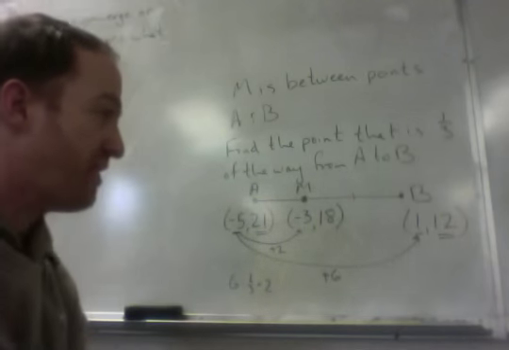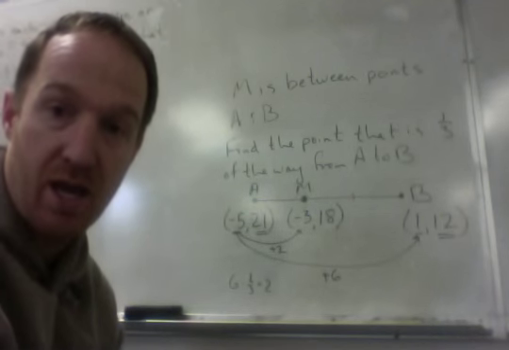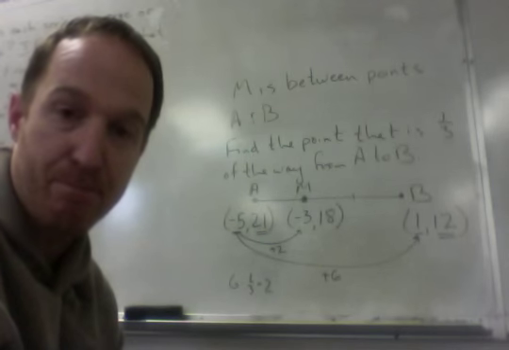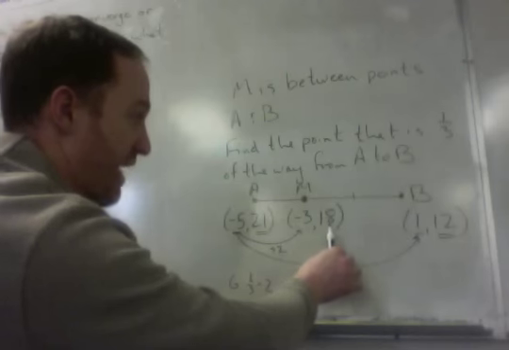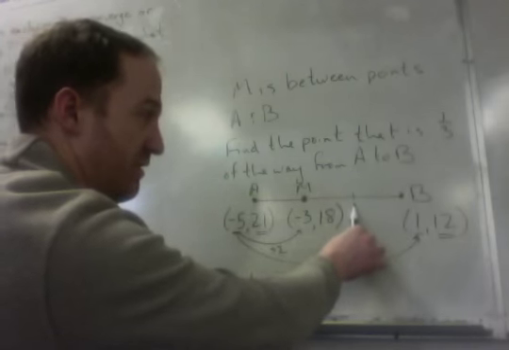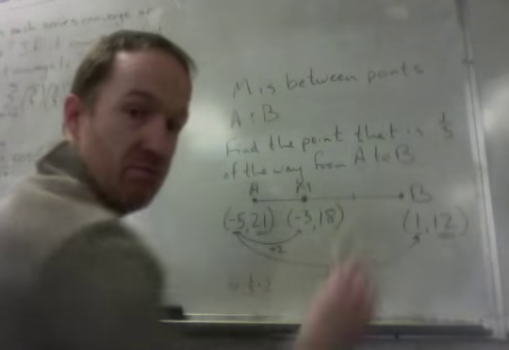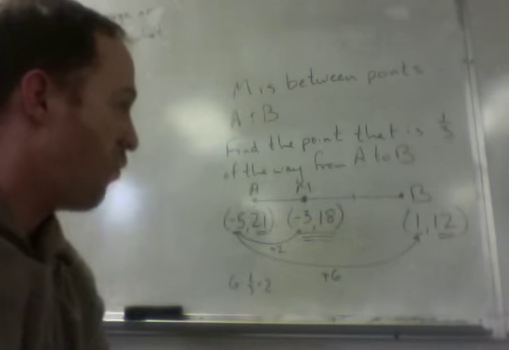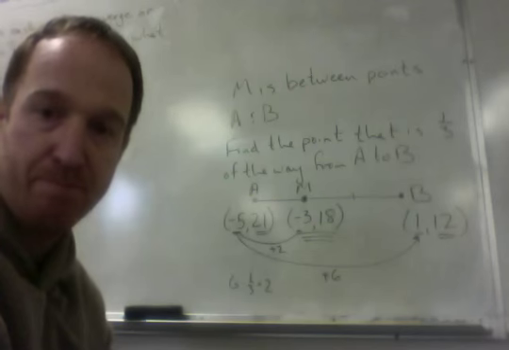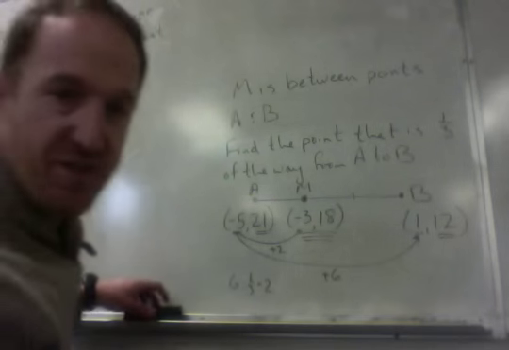And there is our point that is 1/3 of the way from A to B. And you could check the y-coordinate like we did the x. You go down 3 again, you get 15. You go down 3 again, you get 12. And we know we've done it right. So there is our point that is 1/3 of the way from A to B. Okay, let's look at another example.